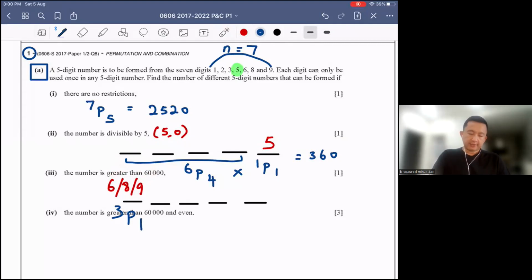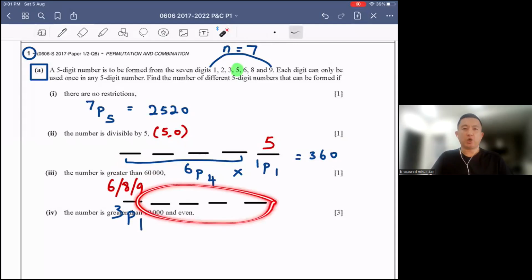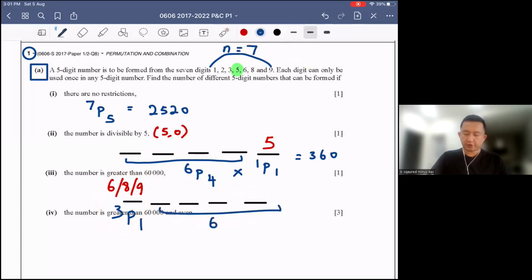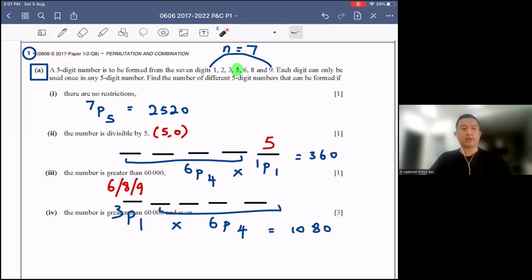So 3P1. And then for the rest of them, does it matter? No. So 7 minus 1, because 1 slot has been filled in. So you have 6 more left, and you're going to place them into 4 slots. So 6P4. 3P1 times 6P4 gives 1080. Okay. By the way, this is the 2017 paper. You will know which question this is based on the title here. Okay. Then the 4th question.